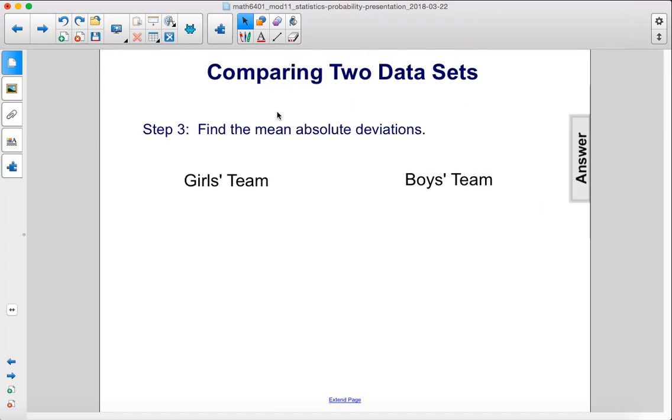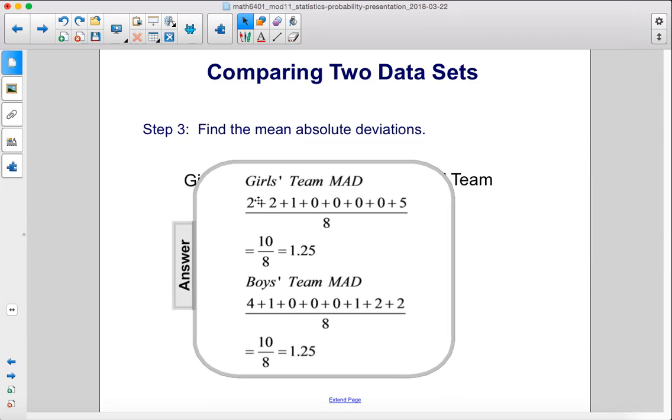Step 3, find the mean absolute deviations. Alright, so we take all of our absolute deviations from the previous slide for the girls team and we take the average of that. So we get that our mean absolute deviation for the girls team is 1.25 and our mean absolute deviation for the boys team is also 1.25.